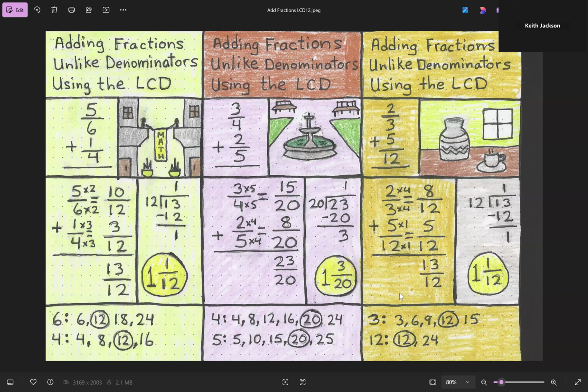You have been given a lot of information. I wouldn't blame you if you need to pause the video to take a look at these three big examples, or replay this video as many times as you need to gain a deeper understanding of this concept.